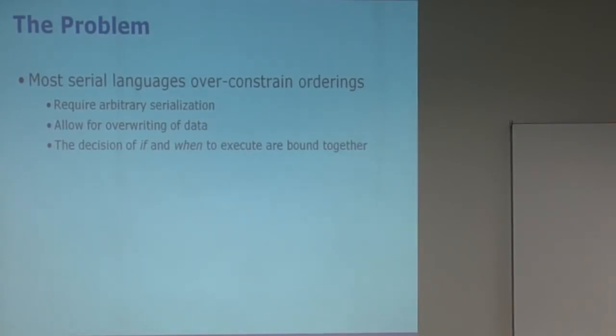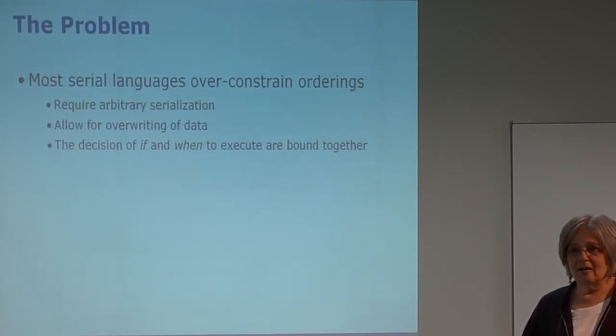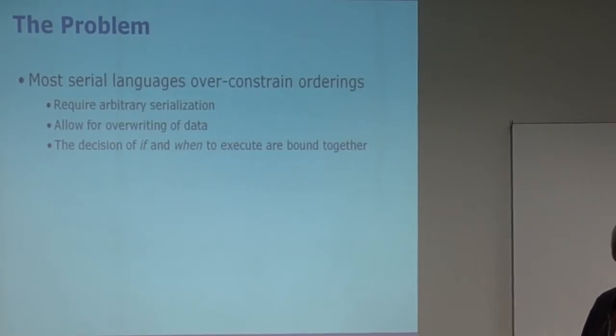Most serial languages are over-constrained. They're explicitly serial languages. So if you have two computations, A and B, and there's no required ordering, in a serial language you need to put A and B in some order. And that's unnecessary, and then the compiler has to try to figure out that they don't need to be in that order. And sometimes that's easy, and let me tell you, sometimes it's not.